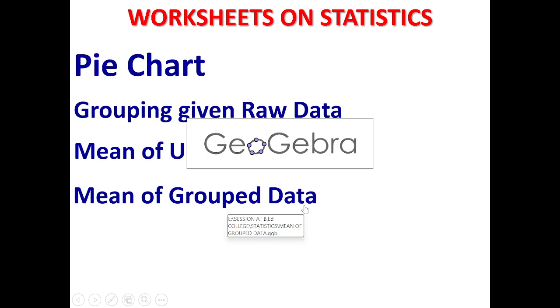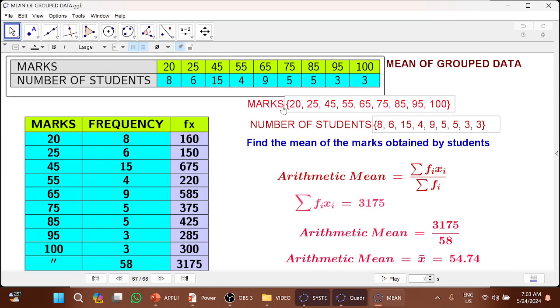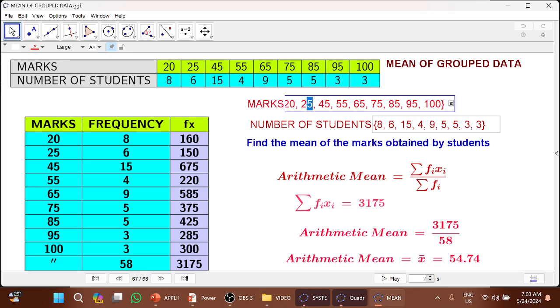Here I have made a GeoGebra worksheet where I have taken an example of marks and the number of children. Now it can be changed by you also. These marks you can change, the number of students you can change. Whenever I change something over here, for example, this 25, I will take it to 35, everything changes automatically. It gives you the arithmetic mean, the arithmetic mean formula also, and the table also.